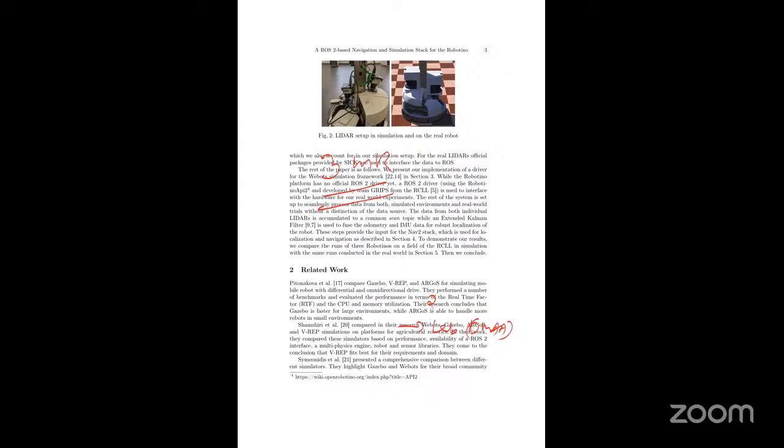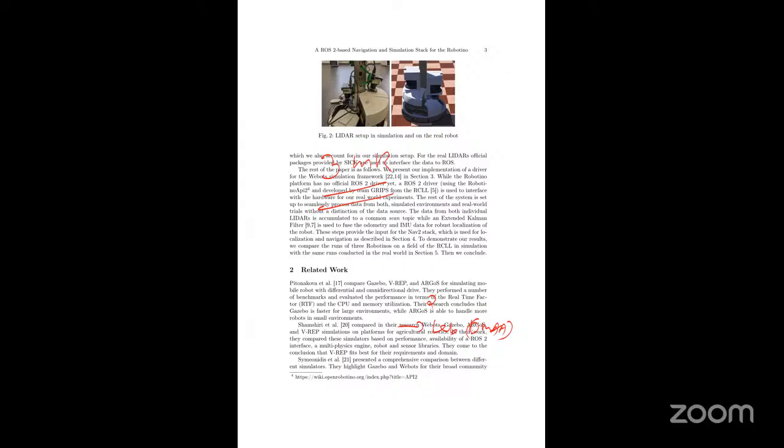Related work. They have mentioned previous researchers, Pitonakova. They compared Gazebo, VRUP, and Argos. They used three different software and checked the speed, CPU usage, memory, and real-time performance. For big environments, Gazebo is very useful. But for small environments, to manage multiple robots, Argos is good.